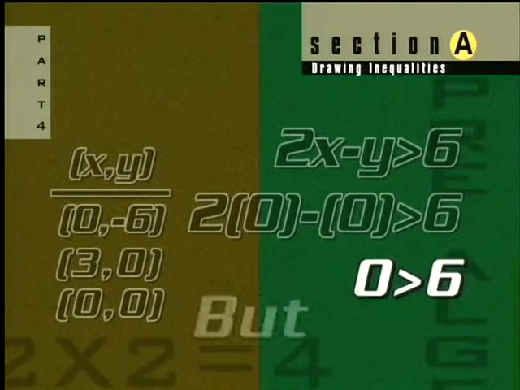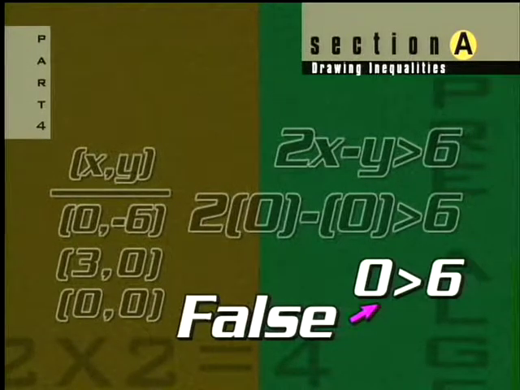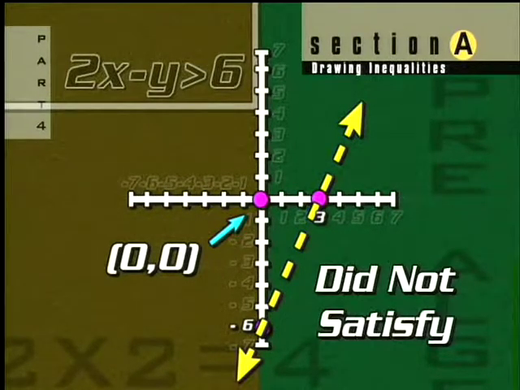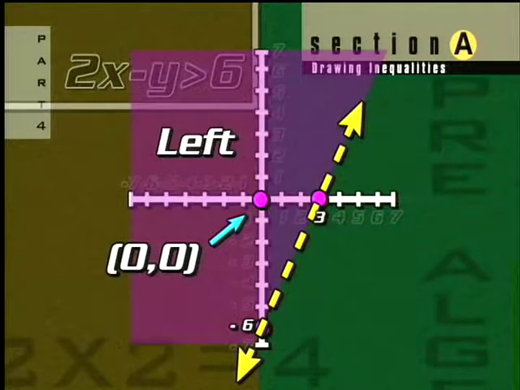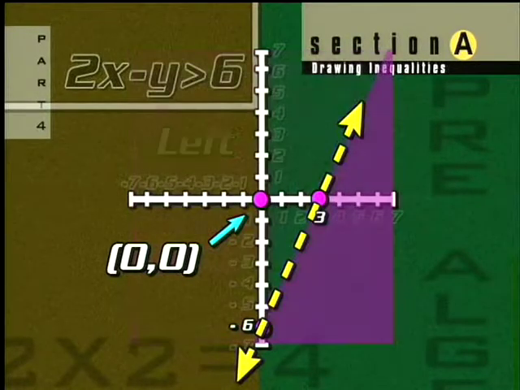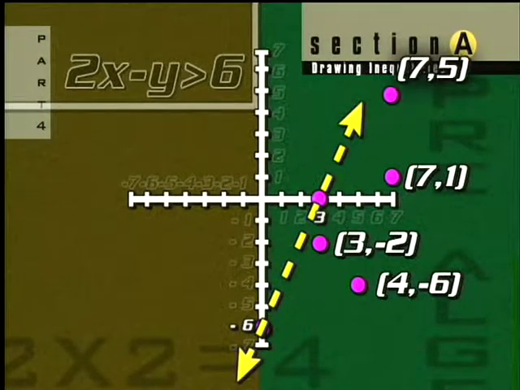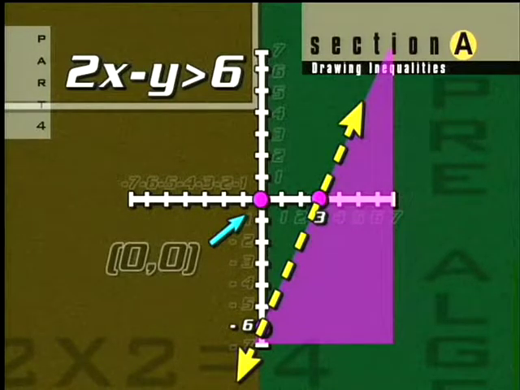But notice this isn't true. 0 is not greater than 6. Actually, it's no problem. Since the point 0, 0 did not satisfy our inequality and it's on the left side of our line, then we need to shade the opposite side, the right side of our line. This means all the coordinates we could ever choose on the right side of this line will work as solutions for our inequality. We show this by shading that area.